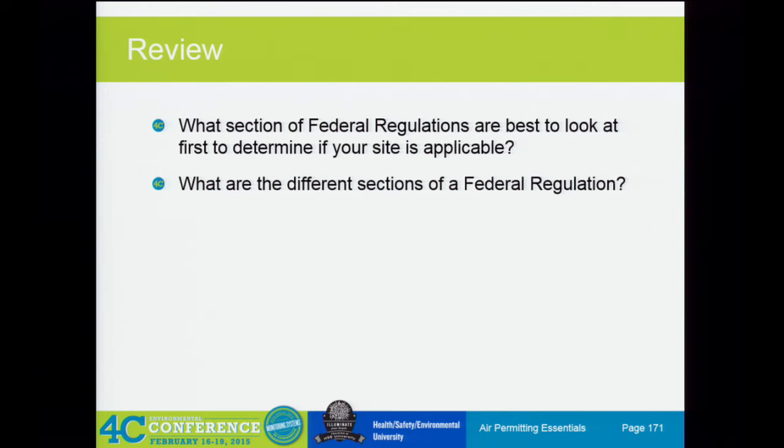Okay, so if you were unclear about a rule and you were first going to read it, what section of the federal regulations is best to look at to first determine if your site is applicable? What are the different sections of the federal regulations? Definitions, reporting, record keeping, monitoring. Yeah. Those are all good ones.